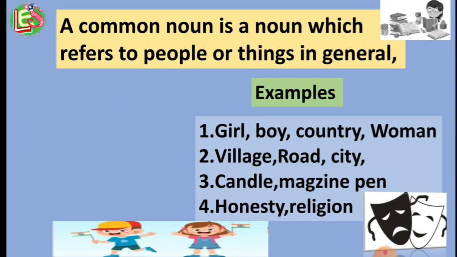See, first part or the first type of the noun is a common noun. A common noun is a noun which refers to people or things in general. Examples I have given, just observe non-specific naming words. Girl, which girl we are not aware, or the specific girl is not mentioned. So non-specific people, in the example box, if we observe girl, boy, woman, these all are non-specific people.